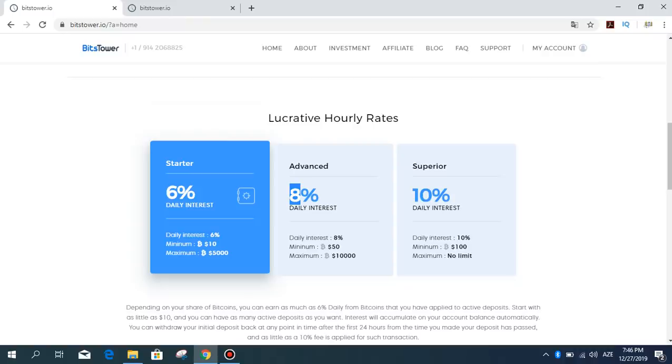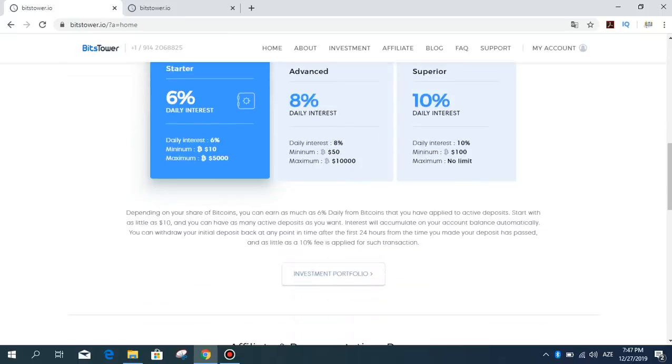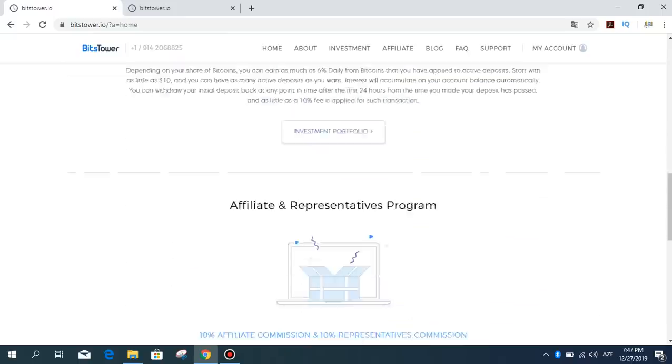Minimum investment on the starter package is $10. The advanced package minimum is $50, and the superior package minimum deposit is $100, with no maximum limit.